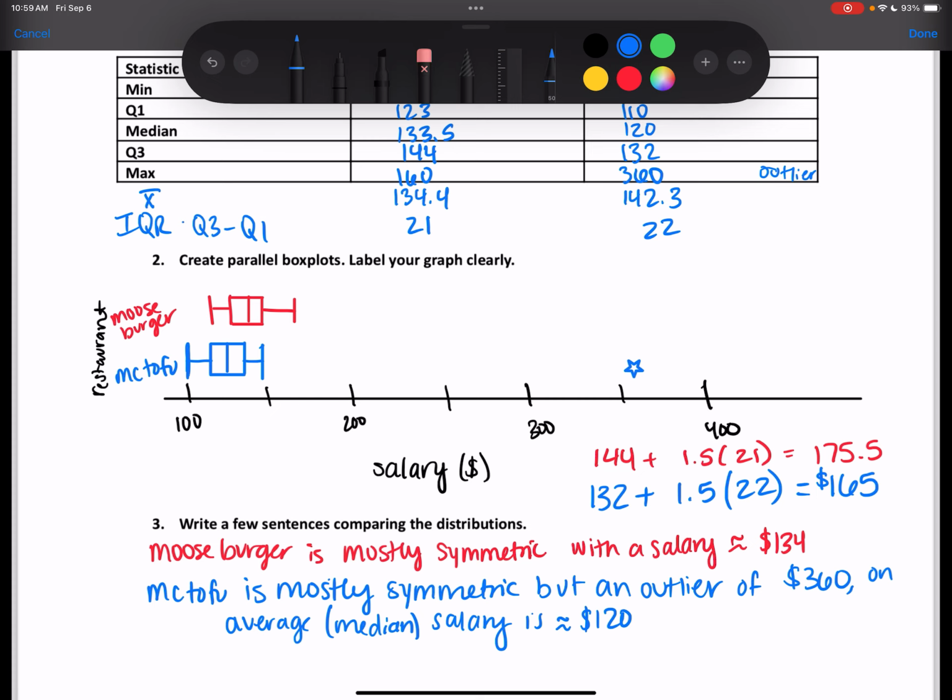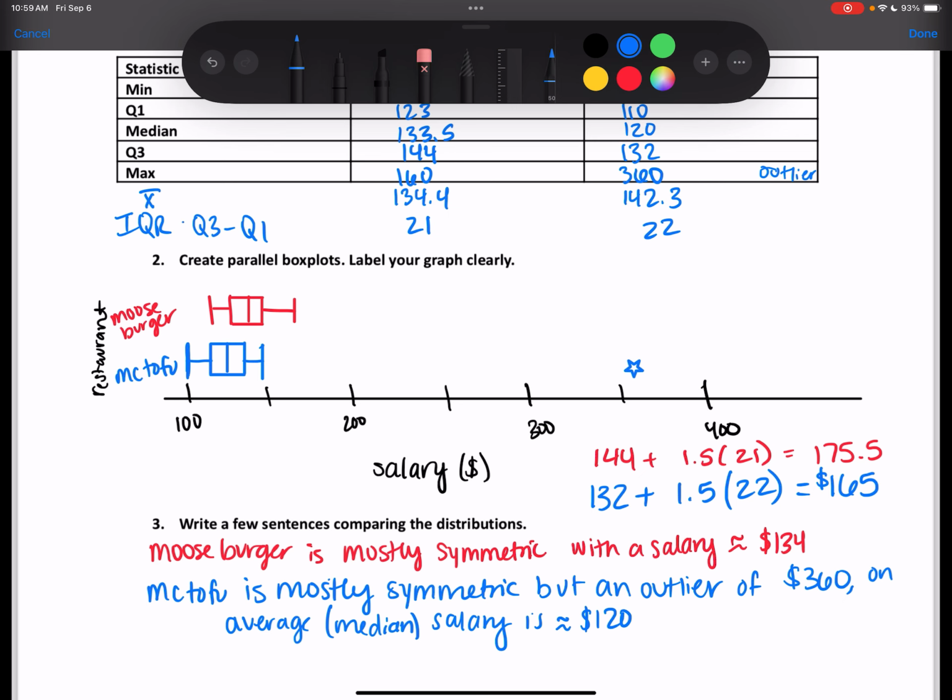So how did you get that it was approximately 134? The median is 133.5. The mean is 134.4. Both of those numbers, if I rounded to a whole number, would be 134, which is why I just said approximately 134. If you said 133 or something like that, that's fine.